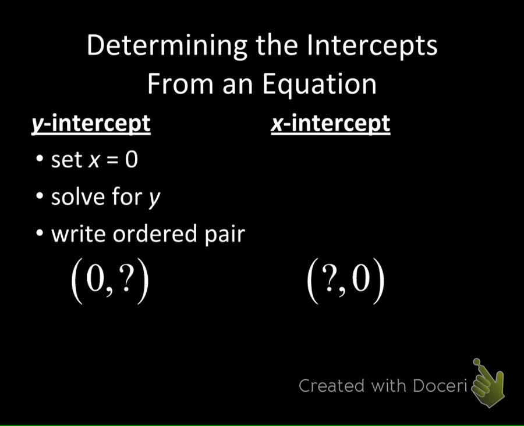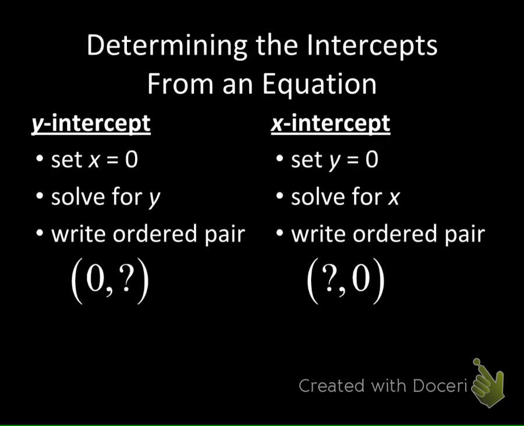Then we're going to solve for y. The ordered pair, we know every time we find the y-intercept, x will equal 0. So then for the x-intercept, you're going to set y equals 0. You'll solve for x. And then you're going to write the ordered pair, something for x, and then the y will always equal 0. Okay.